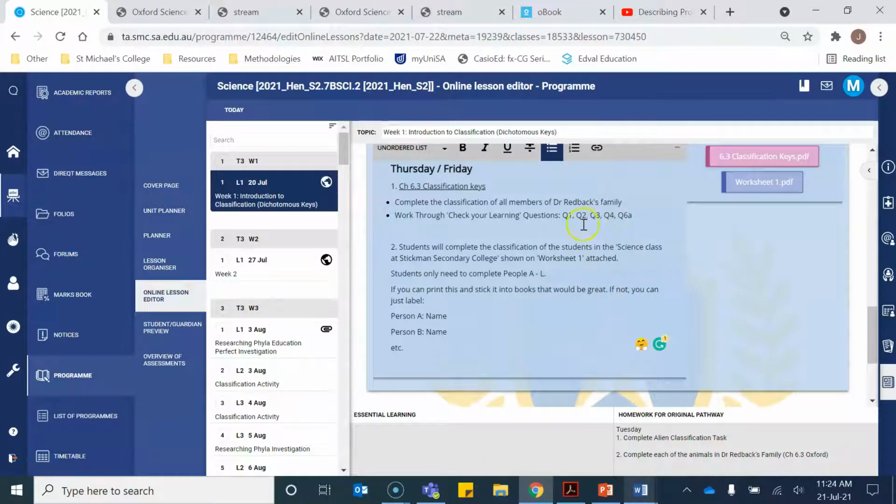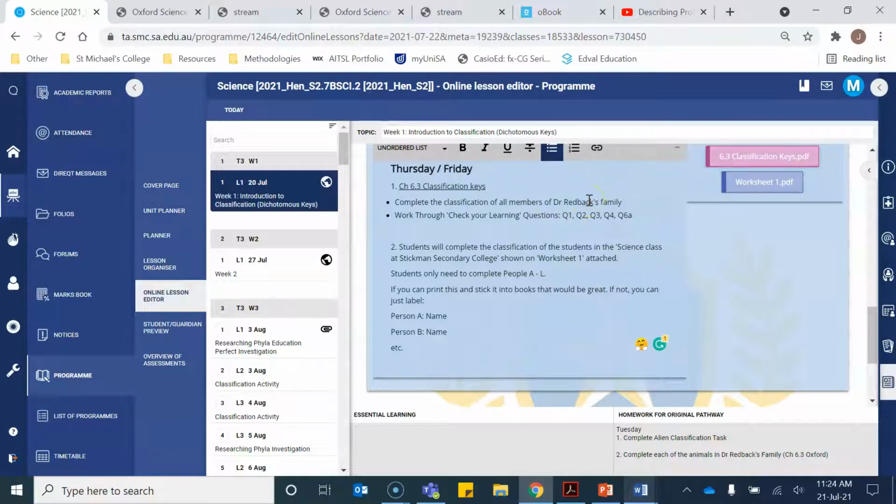And then once you finish those questions, you'll move on to worksheet 1, where you are describing the students at Stickman Secondary College. So as per usual, I'll be available on Teams to support you through any of those questions that you might be struggling with. As per usual, please make sure that you're keeping your bookwork as neat as possible. We're ruling up pages, we're ruling our margins, we're labelling our titles on the pages, and clearly label what you're actually doing. So if you're classifying Dr. Redback's family, please label that's what you're doing.